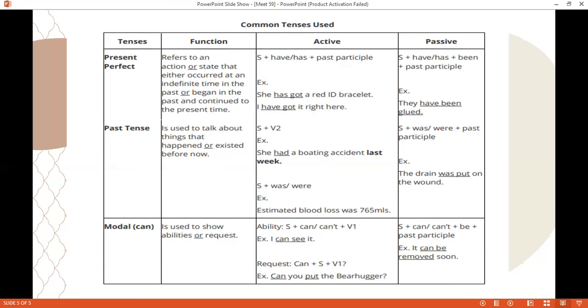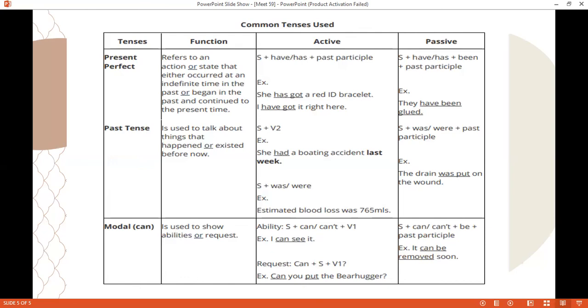And the last is modal. The function of modal is to show abilities or requests. Modal active for ability is subject plus can plus verb one. For example, I can see it.